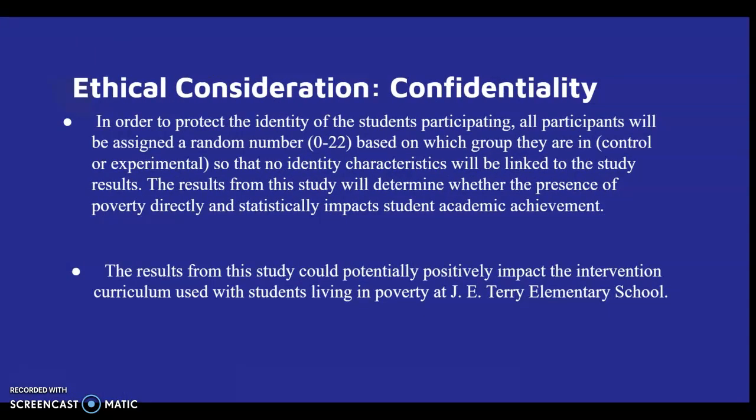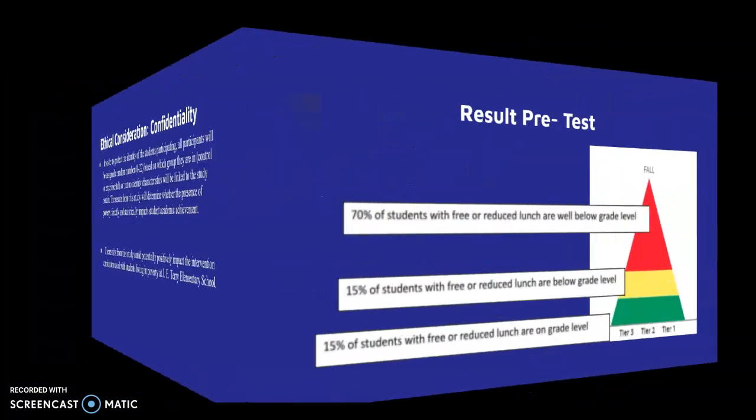Confidentiality is very important, and in order to protect the identity of the students participating, all participants will be assigned a random number 0 through 22 based on which group they are in, the control group or experimental group, so that no identity characteristics will be linked to the study results. The results from the study will determine whether the presence of poverty directly or statistically impacts student achievement academically. And the results from this study could potentially positively impact the intervention curriculum used with students living in poverty at J.E. Terry Elementary School.